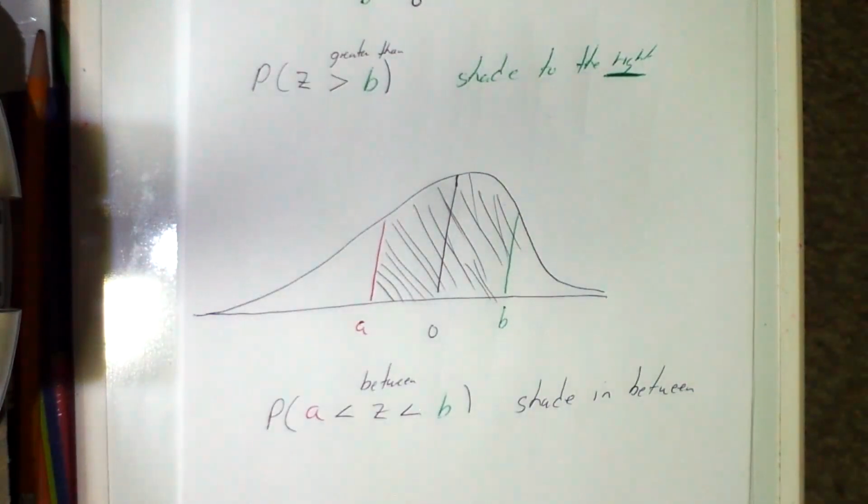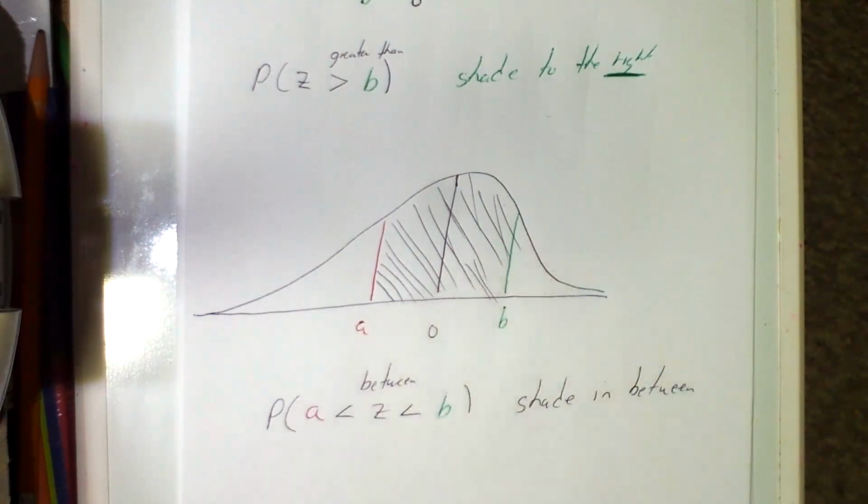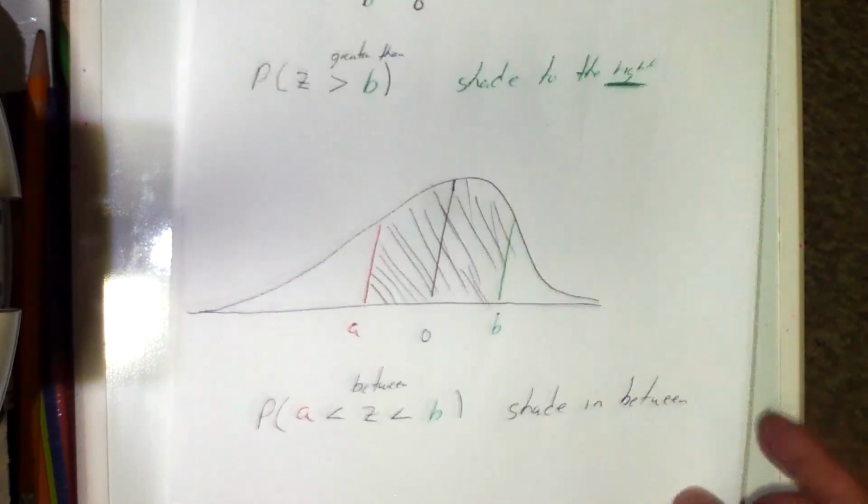So on the homework, you will have to draw the picture, plot the point, shade the area, and then find the probability. Okay, you will have to do that. So now we're ready. Let's practice with the ones in the book.